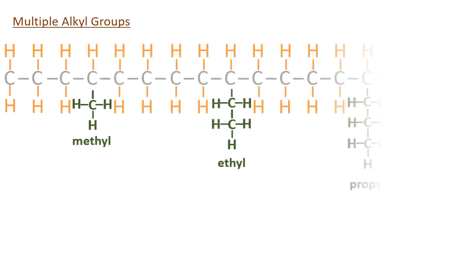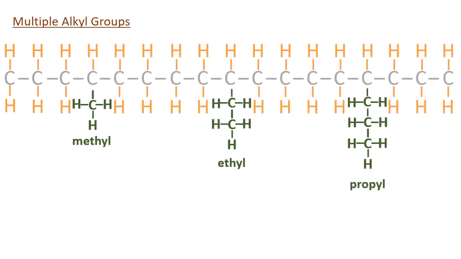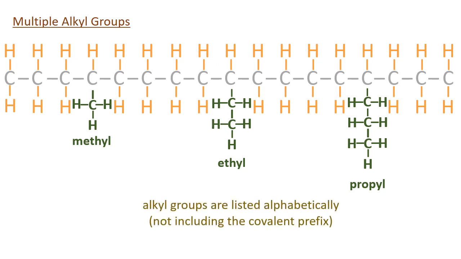Multiple alkyl groups. So if I've got a methyl group, ethyl group, and propyl group all in the same molecule, they get listed alphabetically. So ethyl gets listed first, then methyl, then propyl. And even if I have a covalent prefix, let's say I've got 2 methyls, so it becomes dimethyl, it still gets listed after ethyl. So regardless of covalent prefix, ethyl groups are always listed before methyl groups, which are always listed before propyl groups, alphabetically.